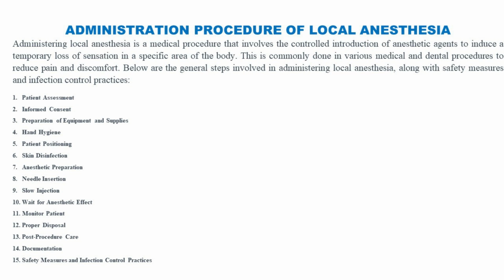Safety measures and infection control practices. Always follow standard precautions for infection control, including proper hand hygiene and the use of personal protective equipment. Ensure that all equipment and supplies are sterile or properly disinfected. Maintain a clean and organized workspace. Dispose of sharps and contaminated materials in designated containers. Adhere to local regulations and guidelines regarding the administration of anesthesia. Be prepared to respond to any adverse reactions, such as an allergic reaction or overdose, with appropriate emergency measures.